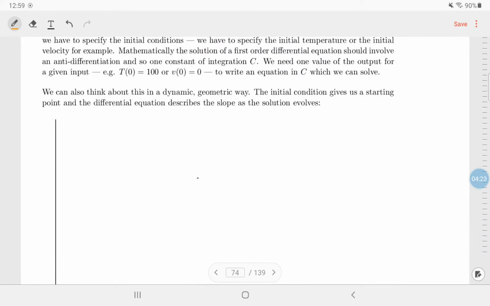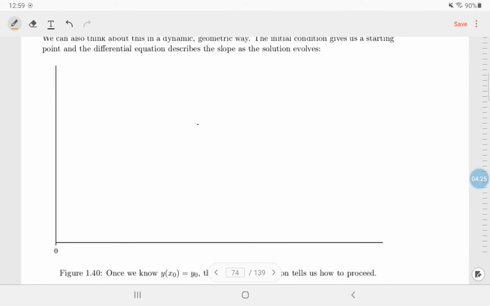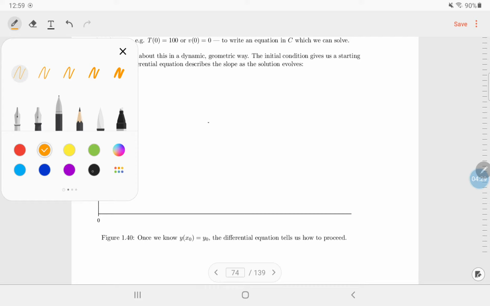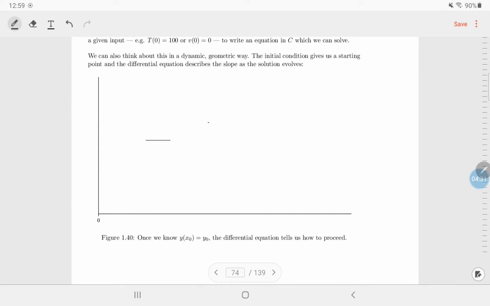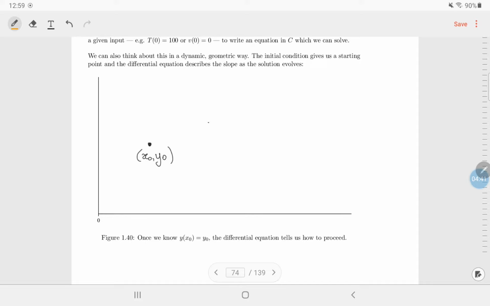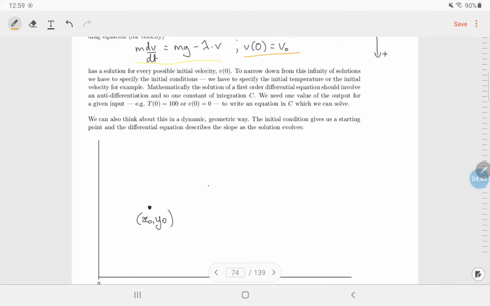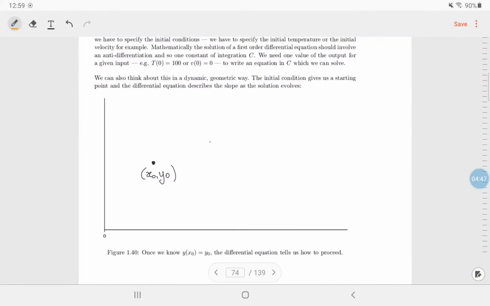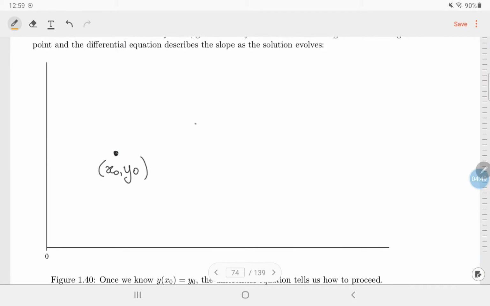I can also think about this kind of dynamically. So, say we have an initial point on the curve given by x0, y0. Then what the differential equation essentially does is it tells the curve which way to go. Because look at what the differential equation does, it tells you what the slope is. So if you go down here, you say, okay, the differential equation says go this way.